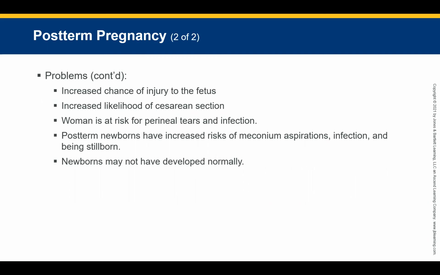Postterm newborns have increased risk of meconium aspiration, infection, and being stillborn. Newborns may not have been able to develop normally because of the restricted size of the uterus. Be prepared to resuscitate the newborn as respiratory and neurologic functions may have been affected.